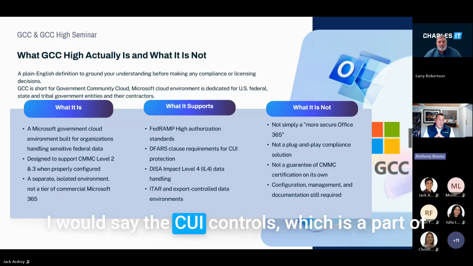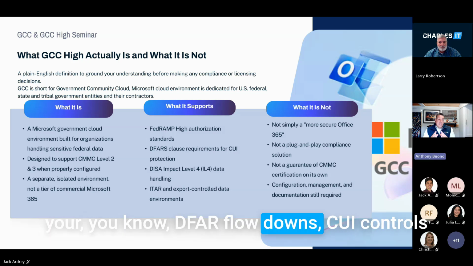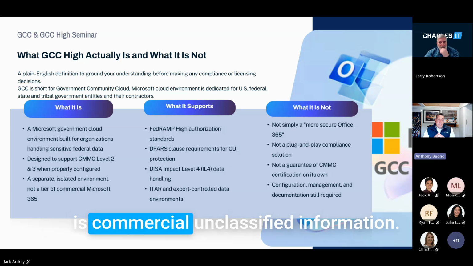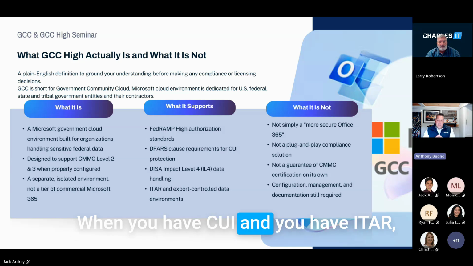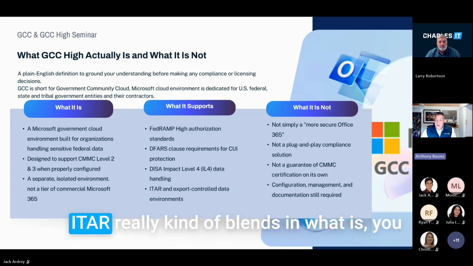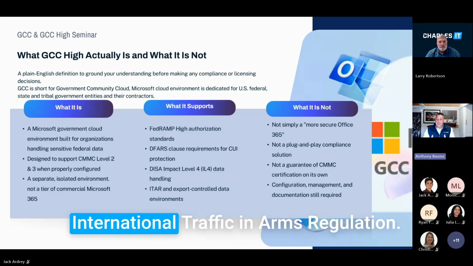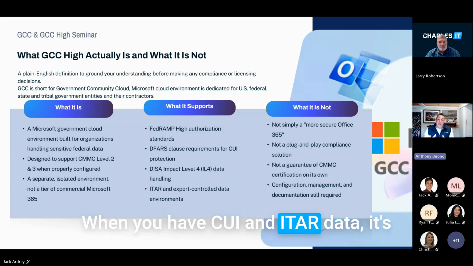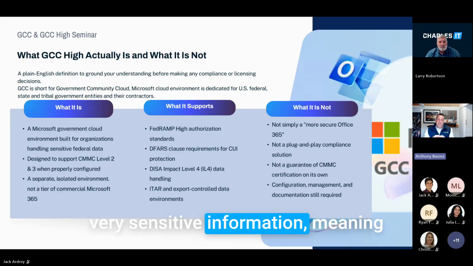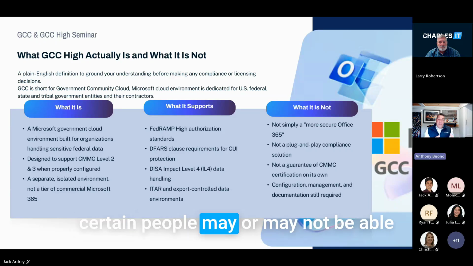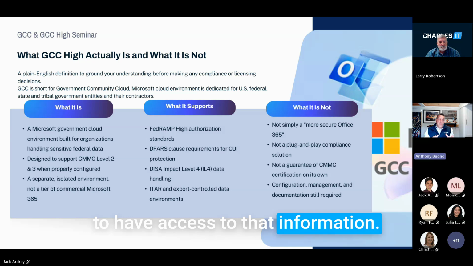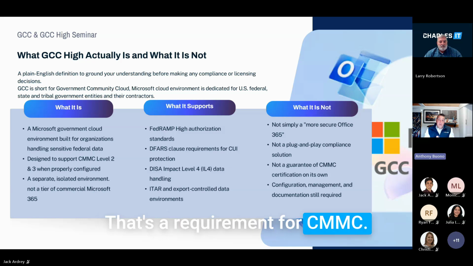I would say the CUI controls, which are part of your DFARS flow downs, CUI being controlled unclassified information. When you have CUI and you have ITAR, ITAR blends in the arms control, and it stands for International Traffic in Arms Regulations. When you have CUI and ITAR data, it's very sensitive information, meaning certain people may or may not be able to have access to that information. That's a requirement for CMMC.